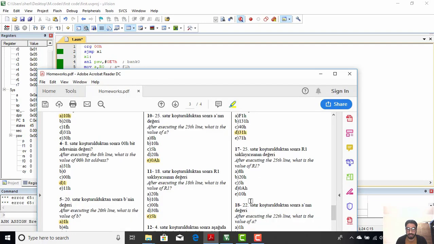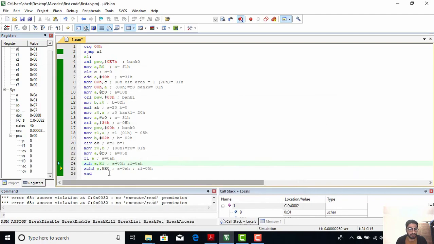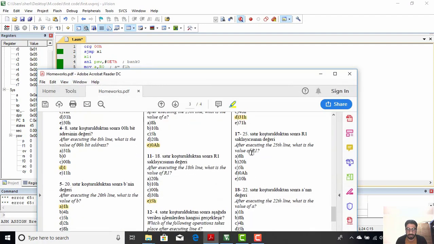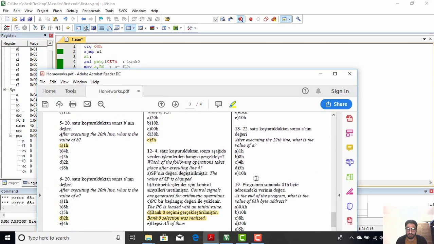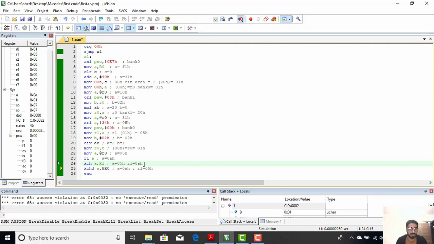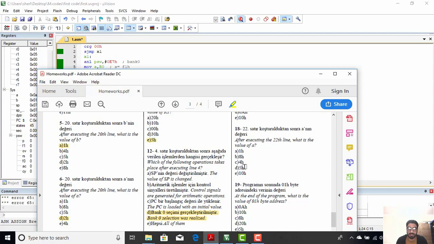Now after executing 25, what is the value of R1? On line 25, R1 was 05. 05 means 5. Yes, and it's right. And now 22, what is the value of A? At 22, the value of A is 5 again. We have a lot of 5s.